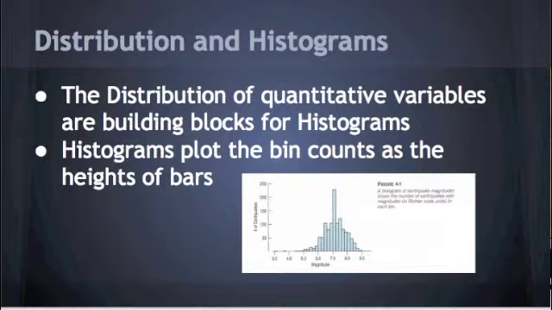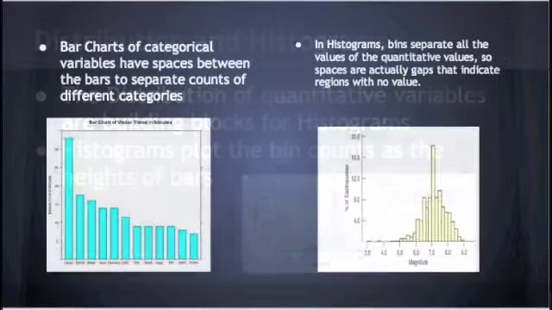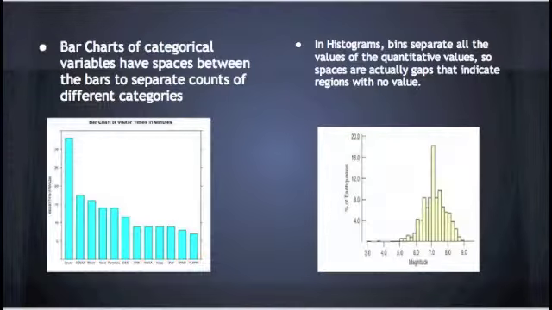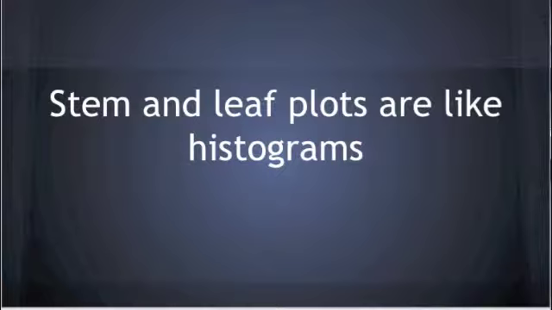The distribution of quantitative variables are building blocks for histograms. Histograms plot the bin counts as the heights of bars. Bar charts of categorical variables have spaces between the bars to separate counts of different categories. In histograms, bins separate all the values of the quantitative values, so spaces are actually gaps that indicate regions with no value. Stem and leaf plots are like histograms and are useful in the making of them.